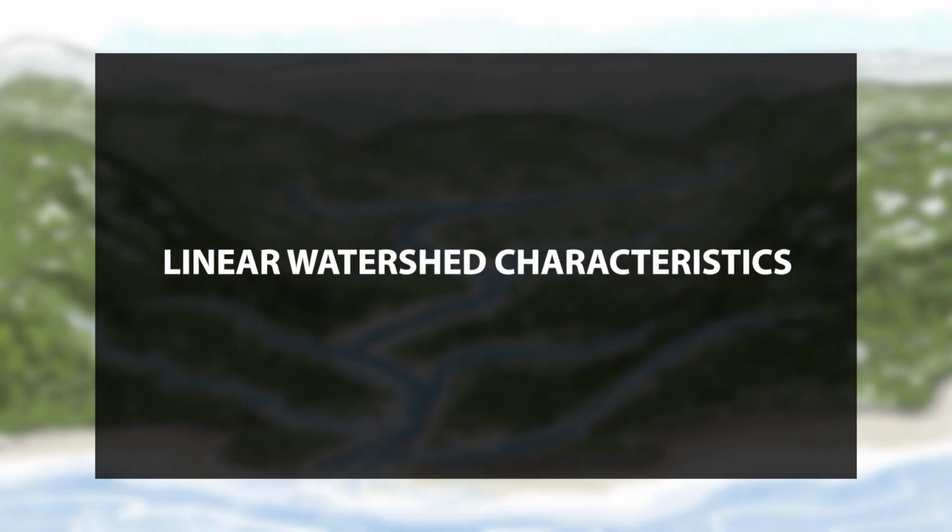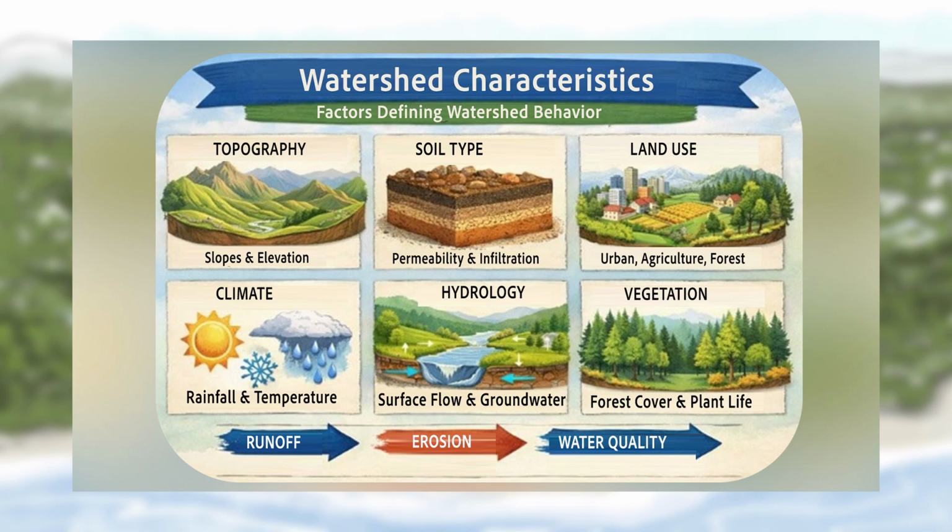Today we are going to discuss the topic linear watershed characteristics. A watershed characteristic refers to the physical, hydrological and environmental attributes that define how a watershed behaves. Understanding these characteristics is vital for water resource management, soil conservation, flood control, hydrological modeling and watershed planning.